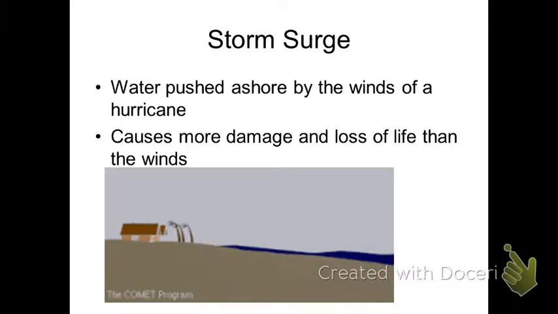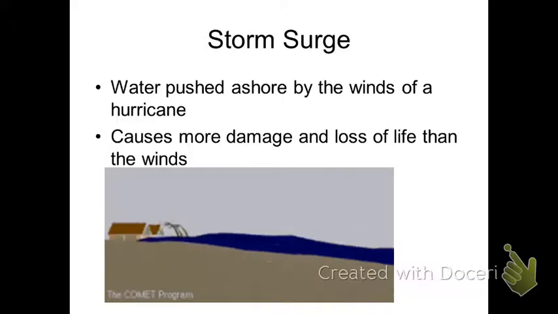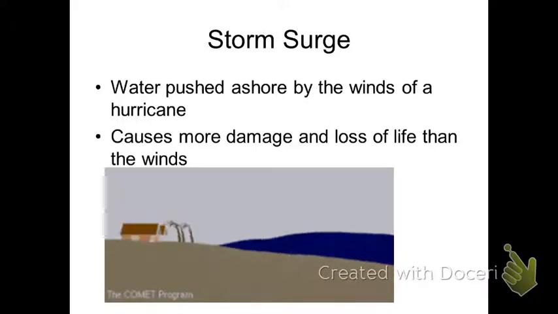Storm surge is any water pushed ashore by the winds of a hurricane. In the central area of the storm, the pressure is so low that the water is pulled upward. It's worse, obviously, when you have a full moon, when the tides are the greatest. Storm surge is the most common reason for damage and loss of life. It causes more damage and loss of life than the winds of a hurricane. If you live on the beach, you need to evacuate. You also will want to protect your home, too.